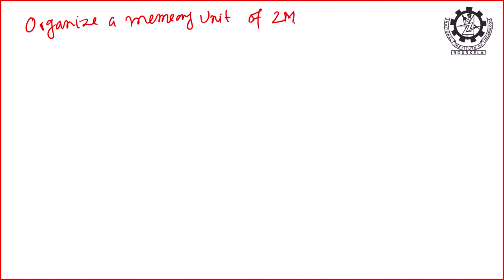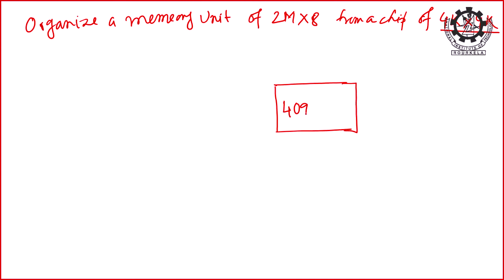Similarly, you can also organize a memory unit of 2M into 8 from a chip or memory unit of 4K into 4K. That means you have a memory of 4096 into 4096. So this is 4 into 1024 into 4 into 1024.